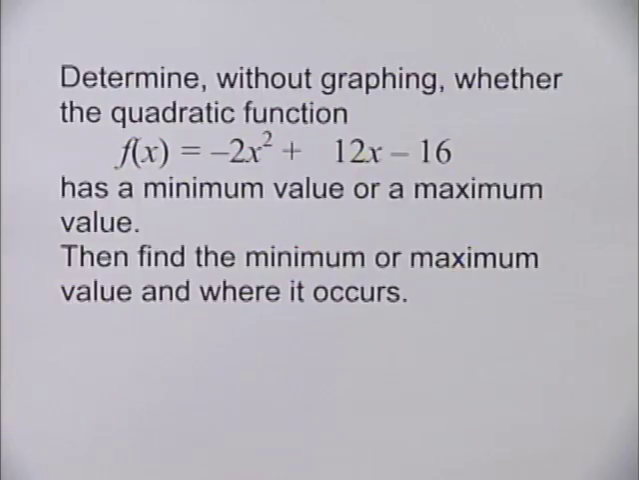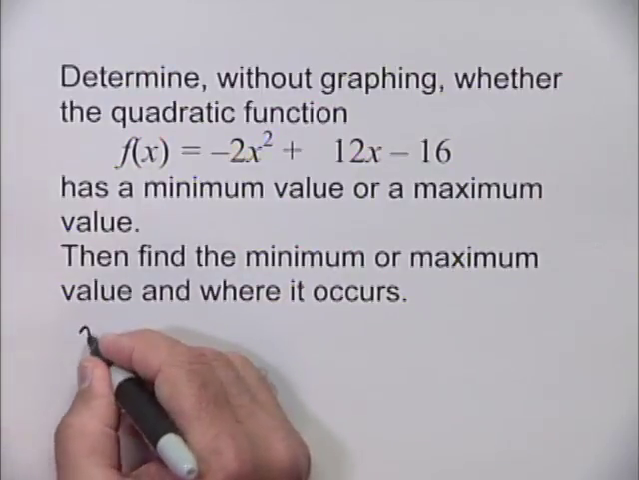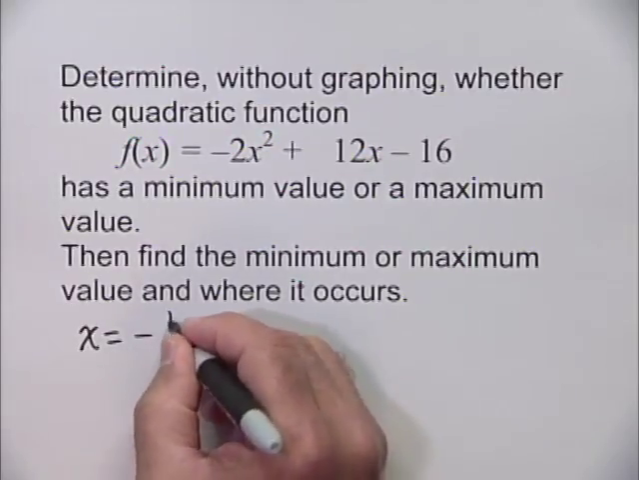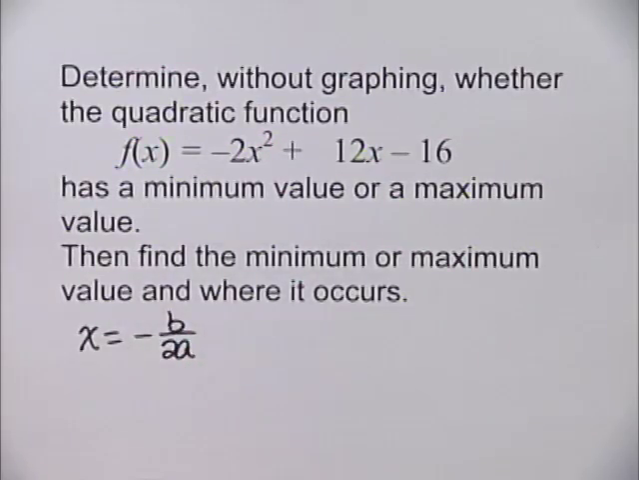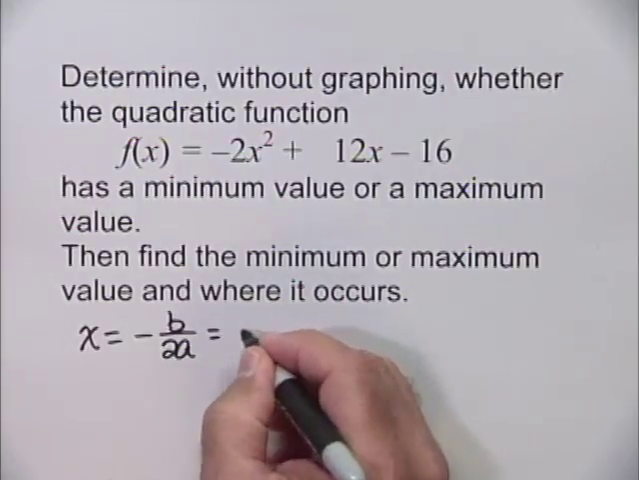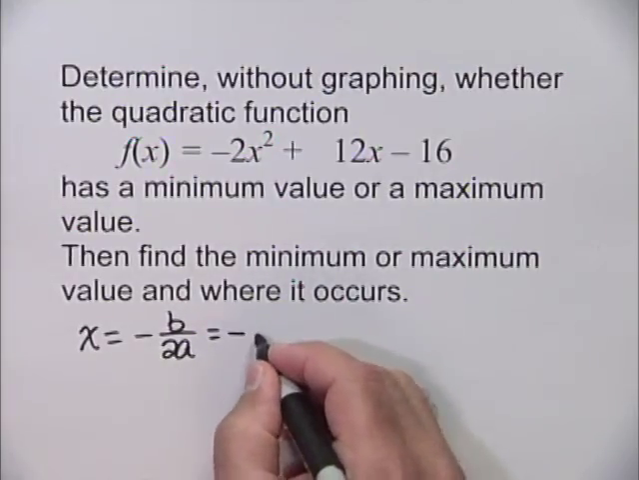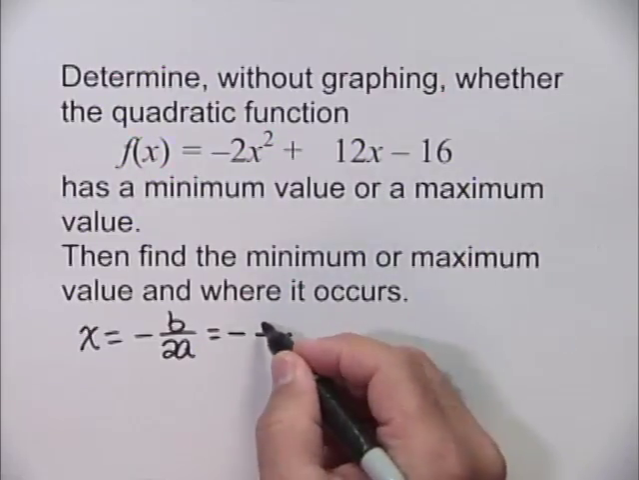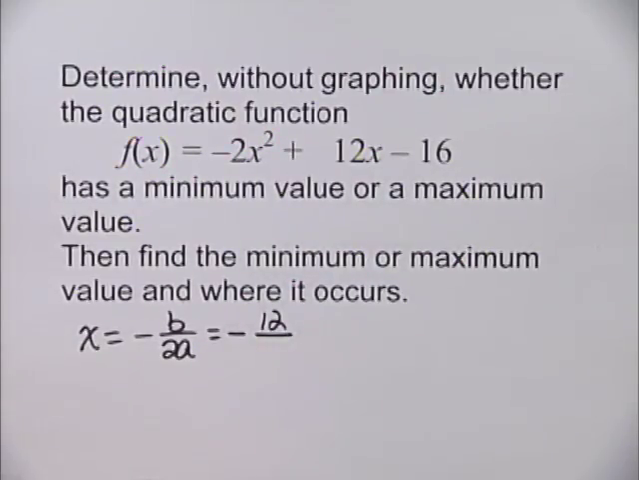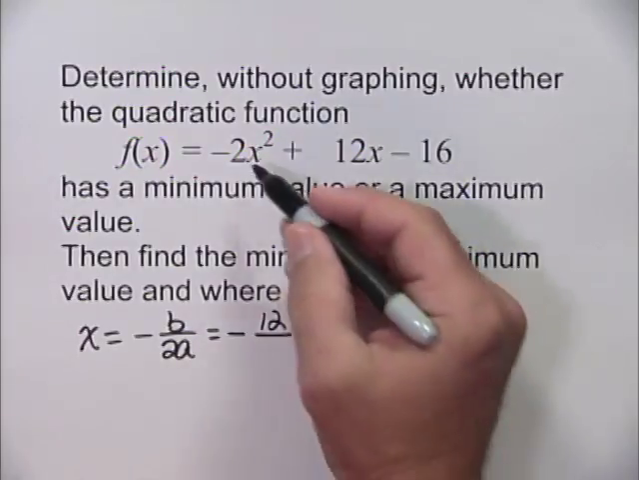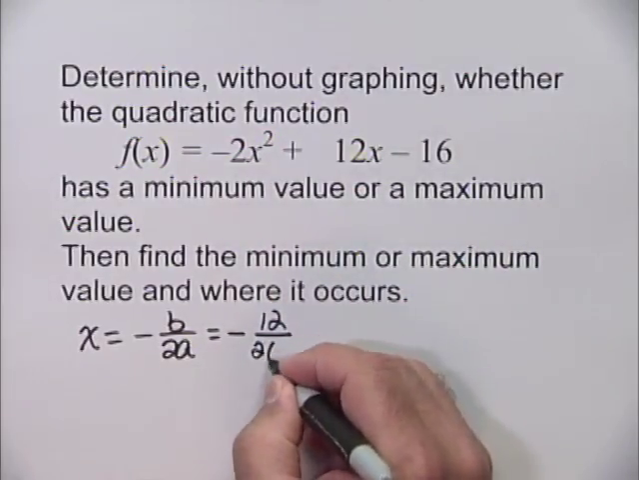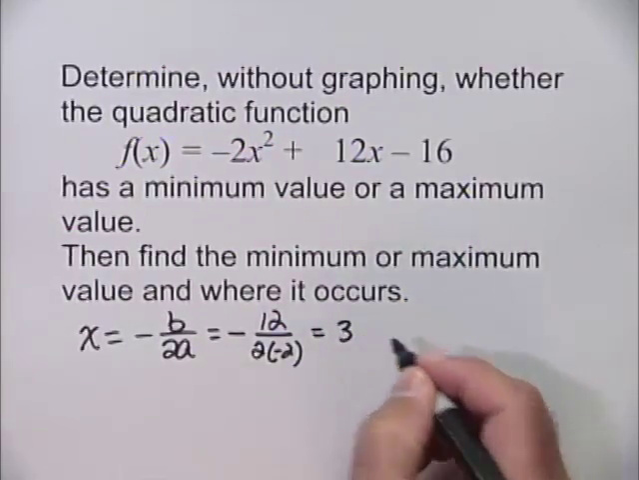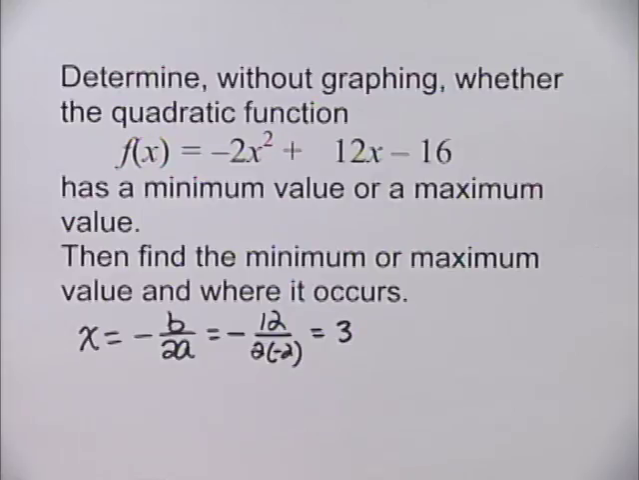And so to find the x-coordinate of the vertex, we use the formula that x is equal to the opposite of b divided by 2a. Substituting in those values, the opposite of b, the coefficient of the linear term, 12, divided by 2 times a, which is negative 2, so 2 times negative 2. Evaluating that, we find that x is equal to 3.